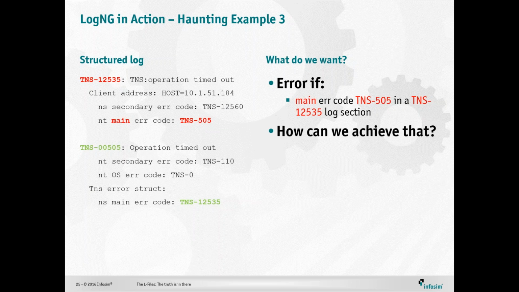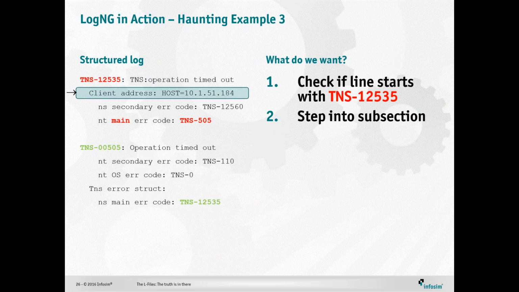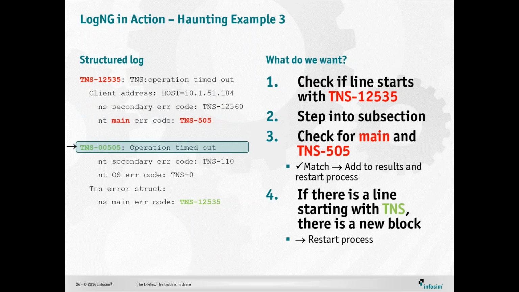So how can we achieve that? Actually, we have to check if the line starts with TNS 12535. Then we will step into the subsection and check for main and TNS 505 until we find it. If we found it, we have a match, and we will add it to the results and restart the whole process all over again. But if there's a line starting with TNS, then we found a new block, and we can restart the process all over again.